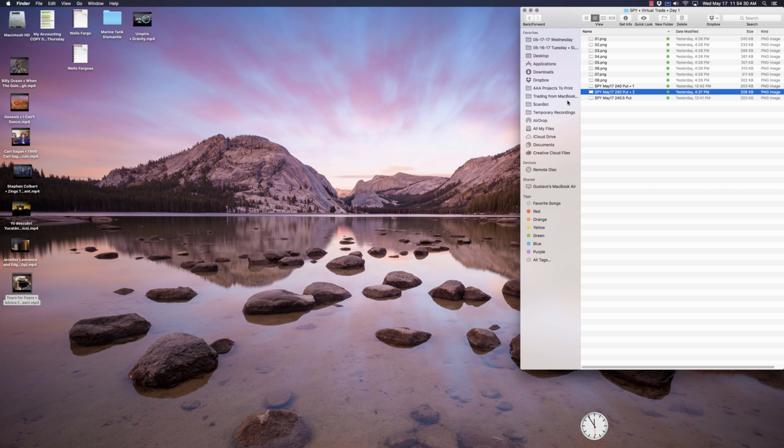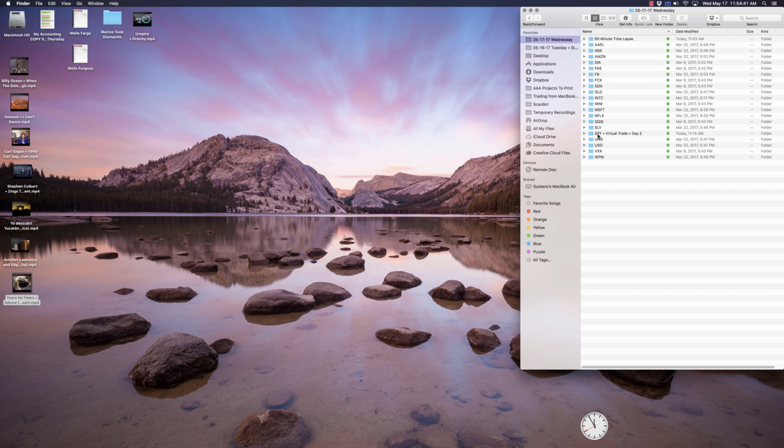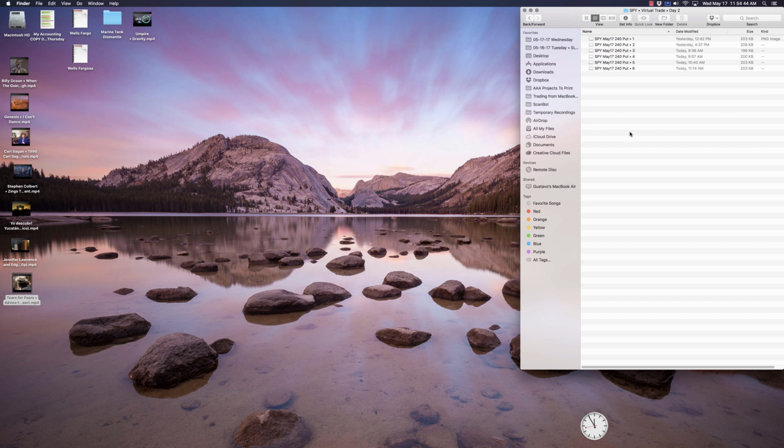Okay. Now, if we go back over here, this is yesterday, and now we are here today, Wednesday. So let's open that. And here we are on SPY Virtual Trade Day 2. And right now, I have over here just the pictures of the actual trade as it's going, but the pictures of the actual stock I have not taken yet, because remember I told you I take those at the end of the day.